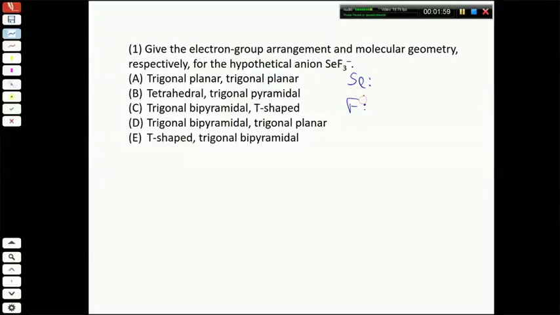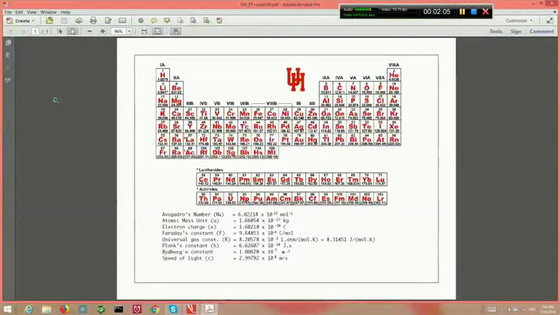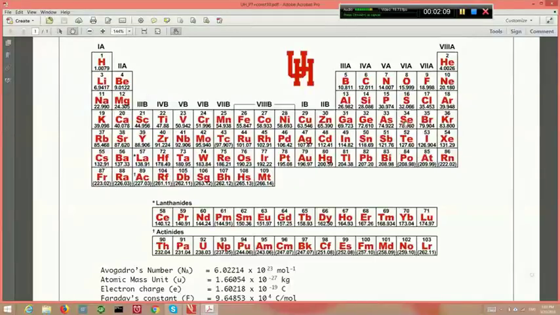And as a reminder, when we want to count valence electrons, we go to the periodic table and find out what group number it's in, and the group number directly tells us the number of valence electrons. So we have selenium and fluorine. Selenium is here. It's in group 6A of the periodic table, which means it has 6 valence electrons. Fluorine is over here in group 7A, so each fluorine will contribute 7 valence electrons.